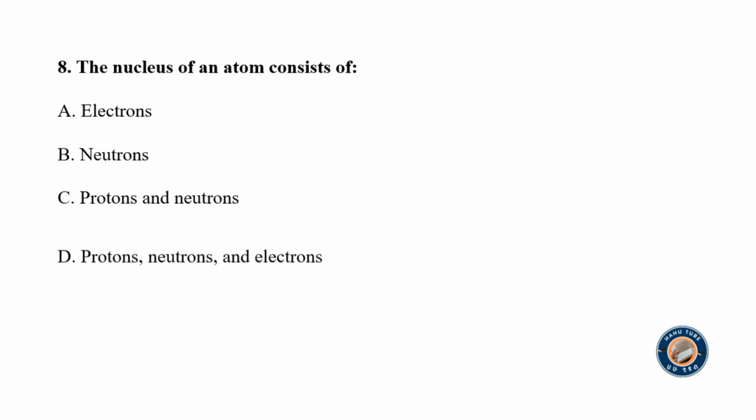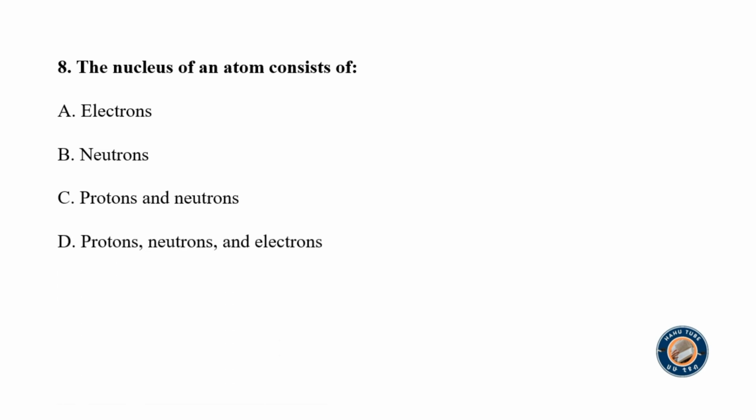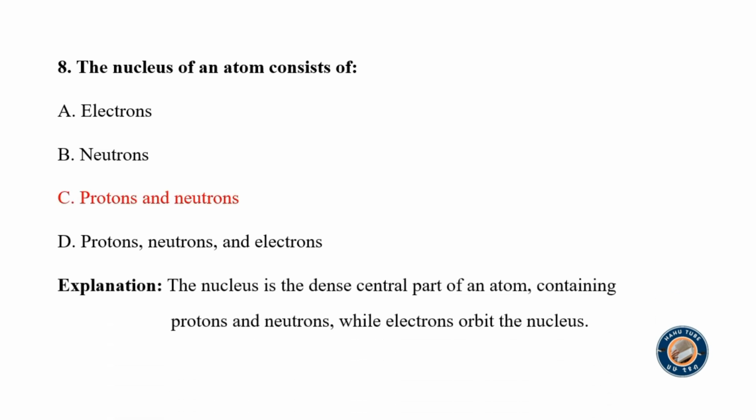Question number 8. The nucleus of an atom consists of A. electrons, B. neutrons, C. protons and neutrons, D. protons, neutrons and electrons. The answer is protons and neutrons. The nucleus is the dense central part of an atom containing protons and neutrons, while electrons orbit the nucleus.